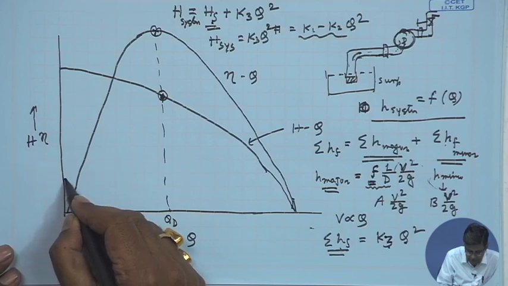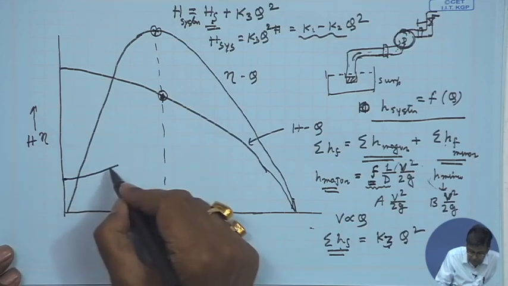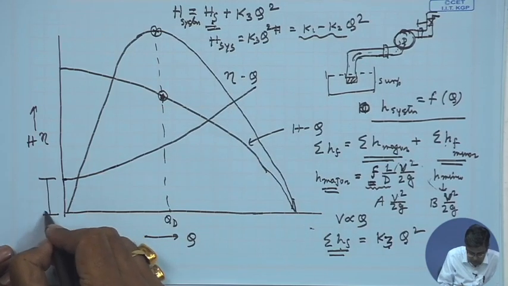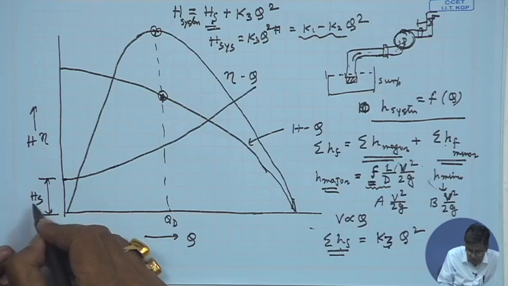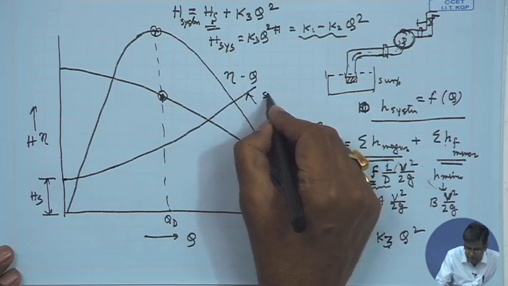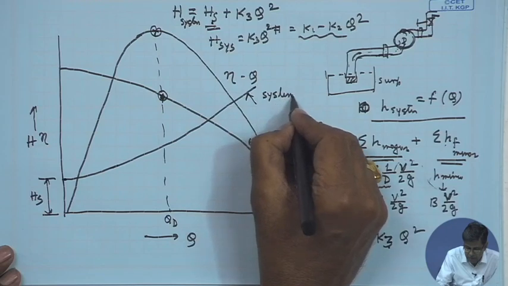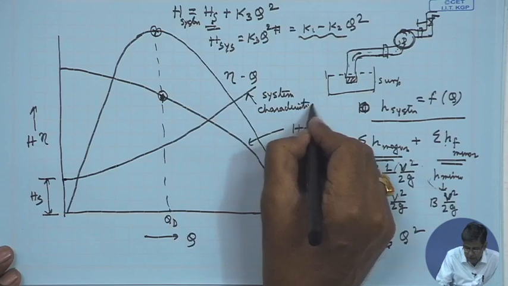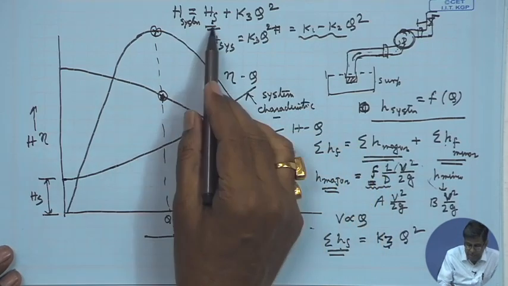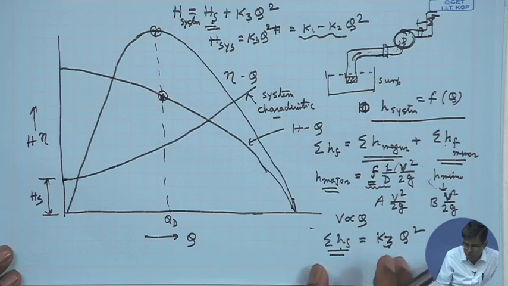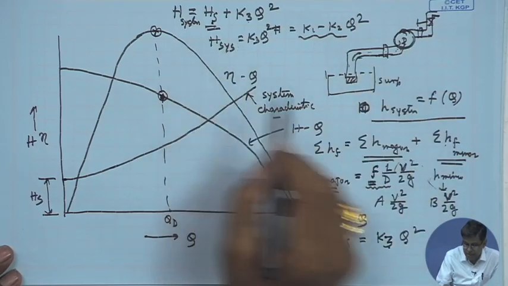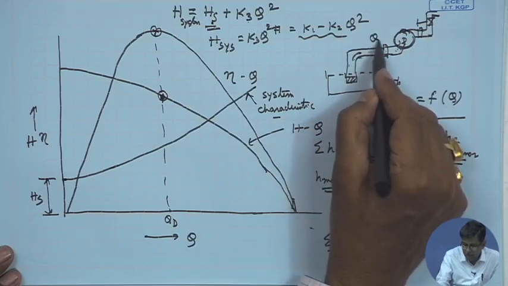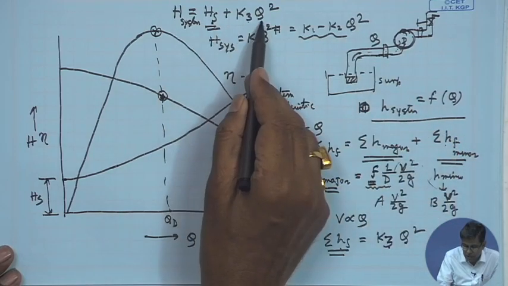Let this be Hs. So, therefore, this is the system characteristic, which is Hs plus constant into Q square. That means the system demands that relationship, and there should be matching when the pump is in operation and there is a steady flow Q. So, therefore, this equation has to be satisfied.